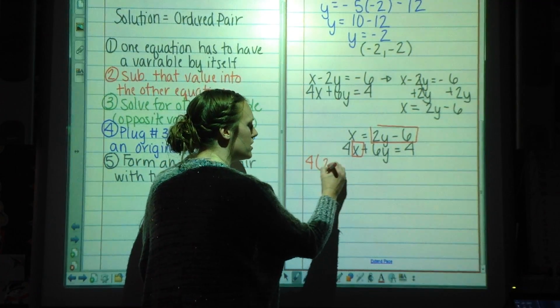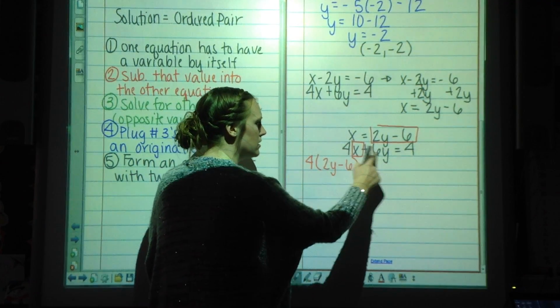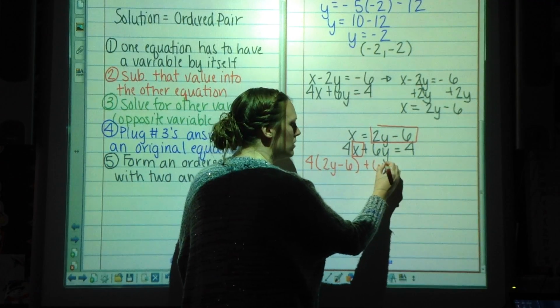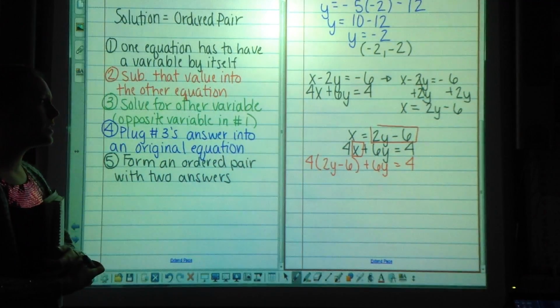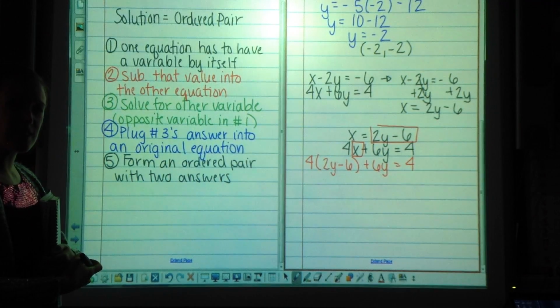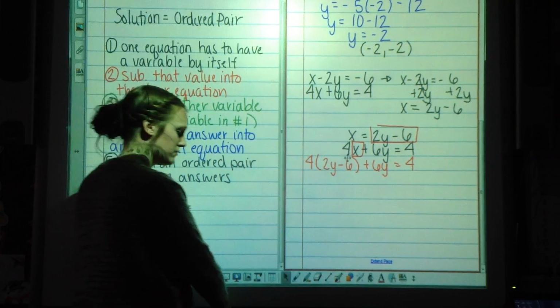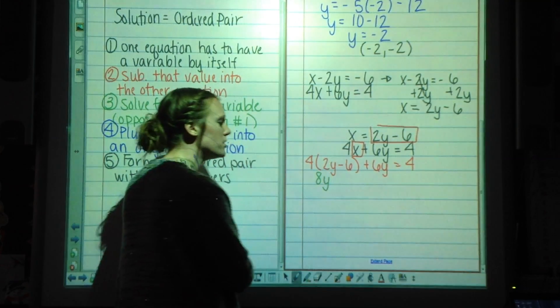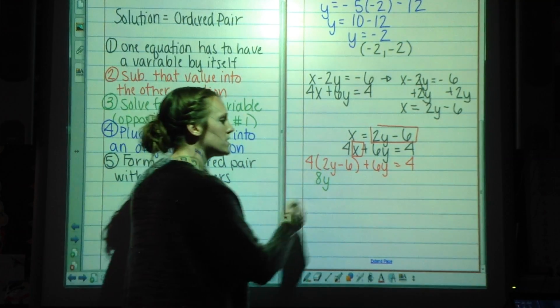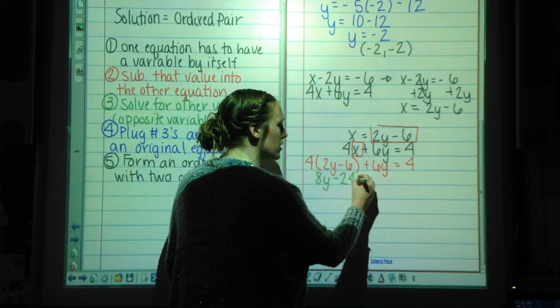4 times the quantity, 2y minus 6. Now the rest of the equation. Notice by substituting the x value into the x, we get rid of x's, and this time we have y's. We're going to solve for y. Distributive property. 4 times 2y is 8y. 4 times a -6 is a -24.